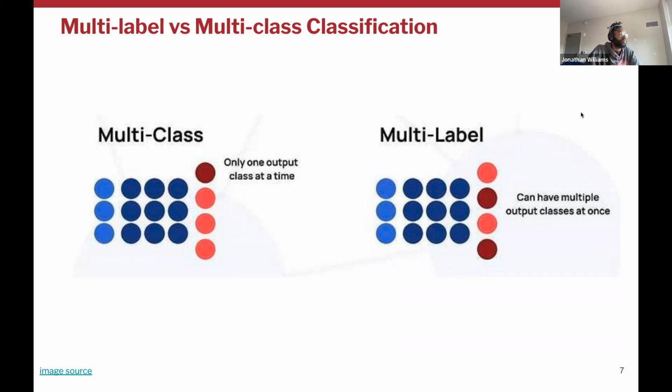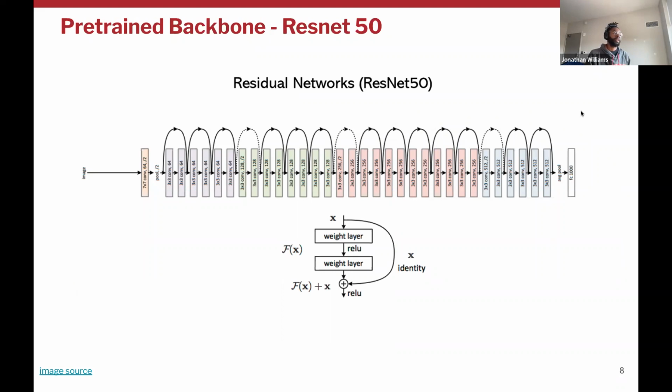And the pre-trained backbone for our CNN will be the ResNet 50 model. It won the ImageNet competition in 2015. And the main contribution of ResNet are these residual connections, which are highlighted by these black arrows here.